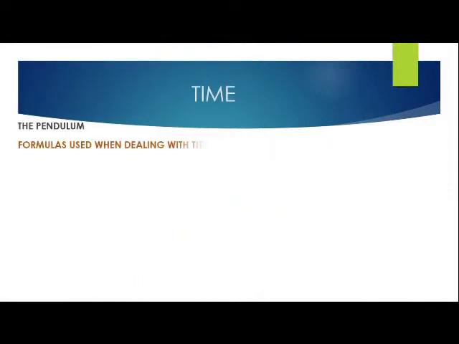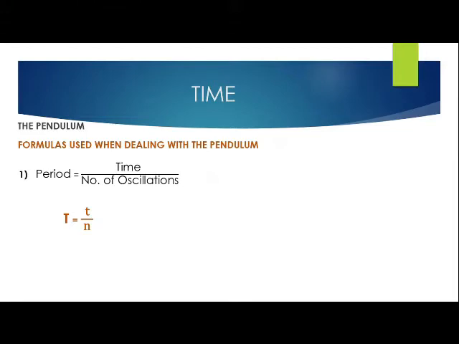Now let's look at the formulas used when dealing with the pendulum. So the first formula is period, which is equal to time over number of oscillations. In symbols, it's simply written as capital letter T is equal to small letter t over n. You should remember this formula whenever you're dealing with the pendulum.